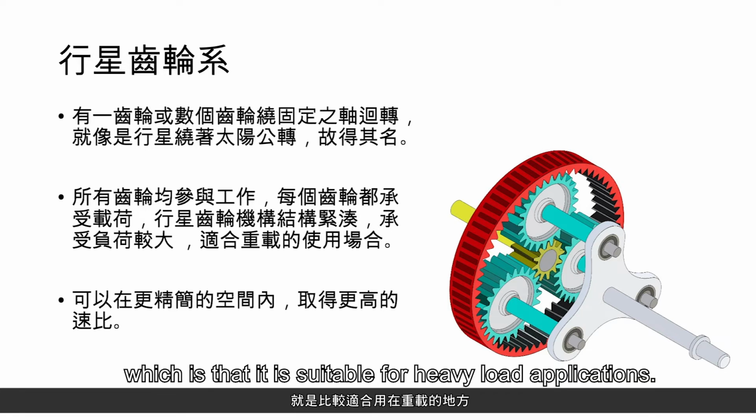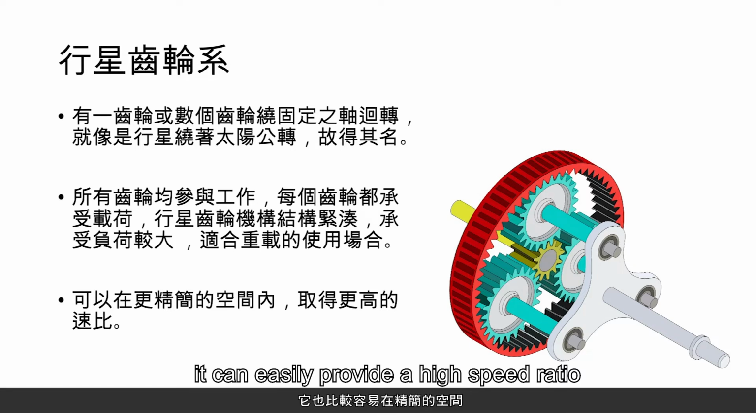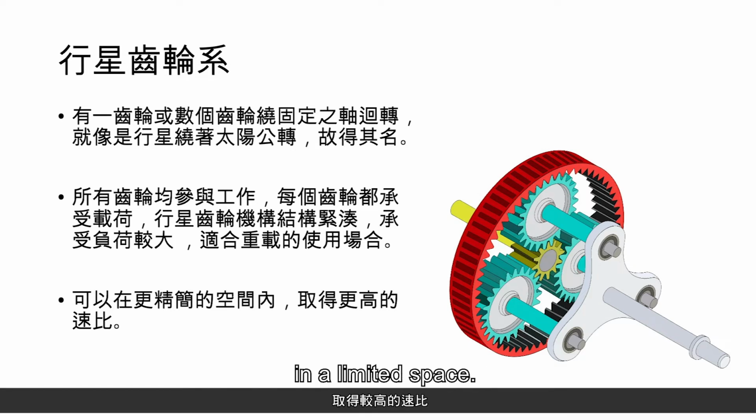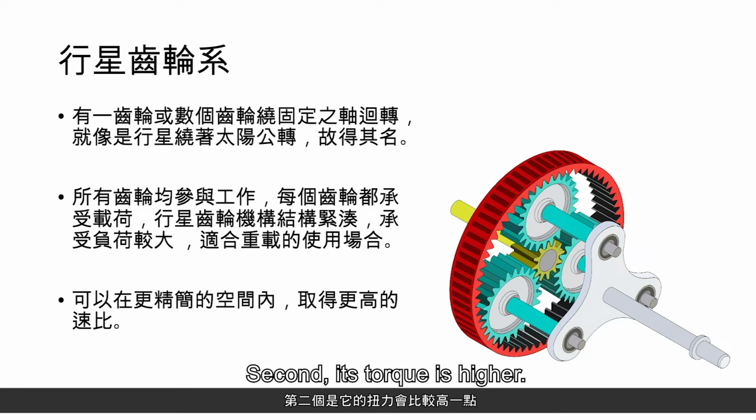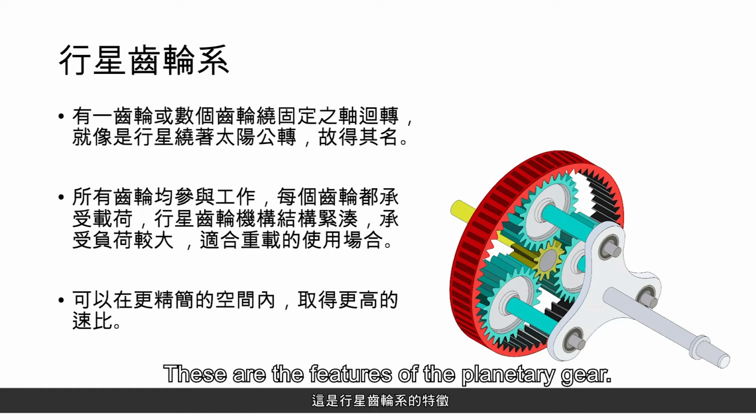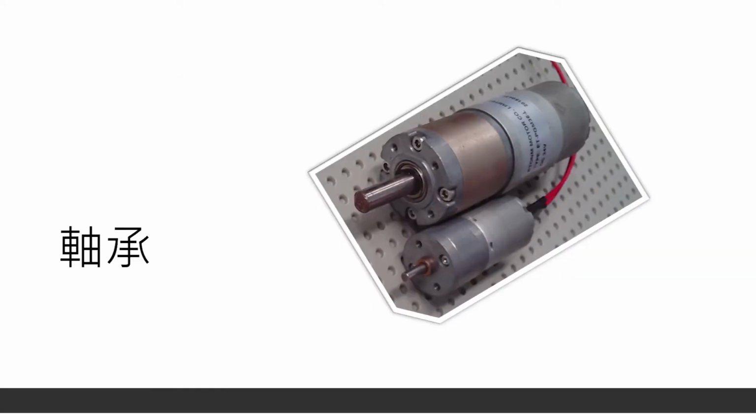So it has a feature which is that it is suitable for heavy load applications. Secondly, it can easily provide a high-speed ratio in limited space. The planetary gear has these 2 features in its application. First, it is most suitable for heavy loads. Second, its torque is higher. These are the features of the planetary gear.